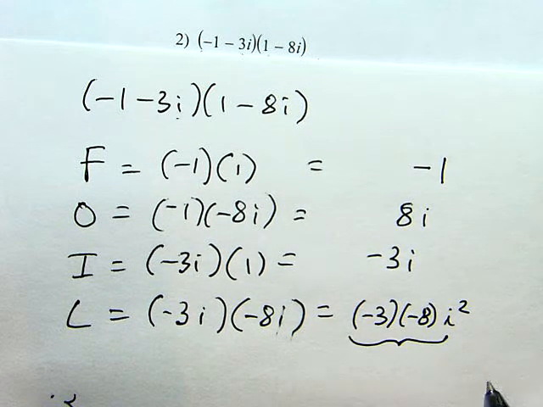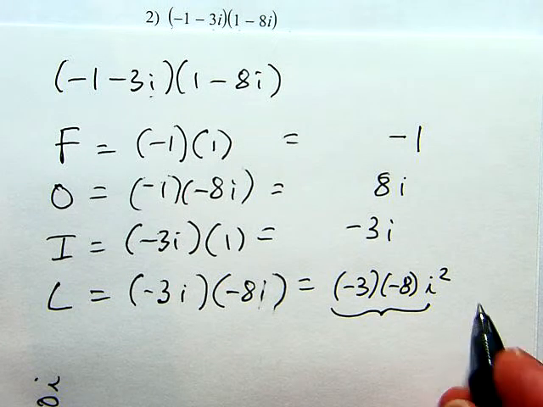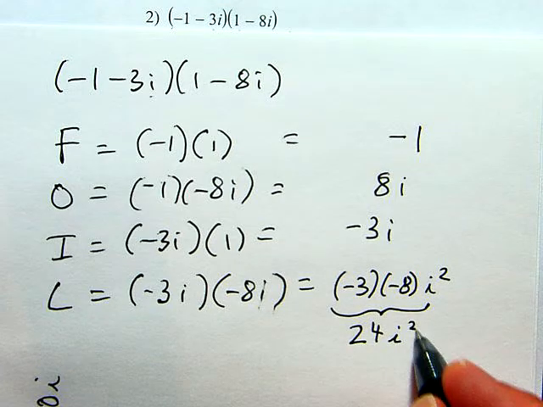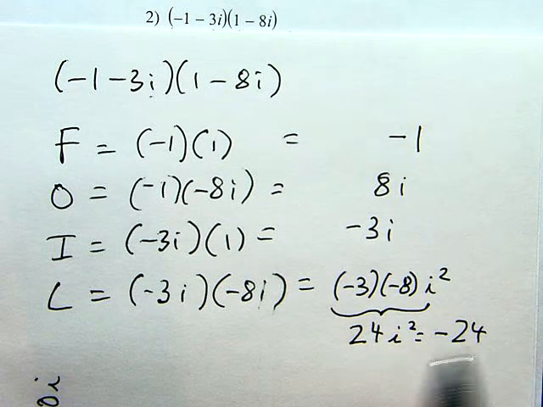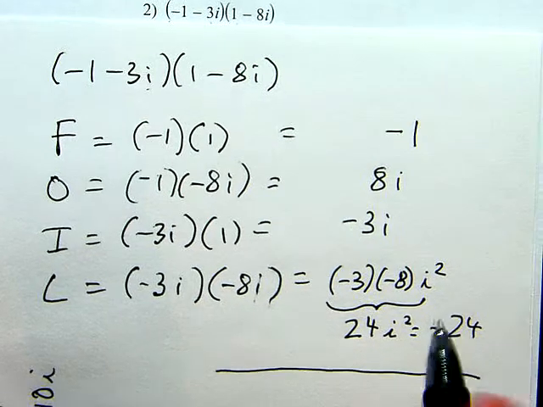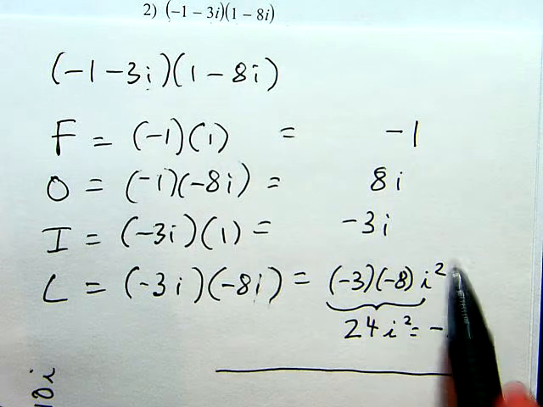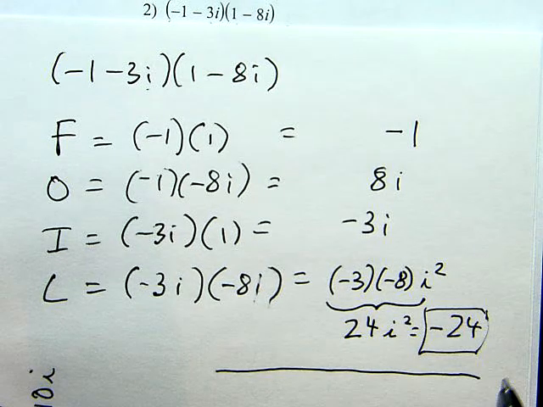Can we simplify this a bit? Let's try. Negative 3 times negative 8 is positive 24, i squared. But i squared is negative 1, so this is negative 24. Okay, so we've got to add up these four terms: negative 1, 8i, negative 3i, and negative 24. Remember, that's basically what we ended up with for this last factor.